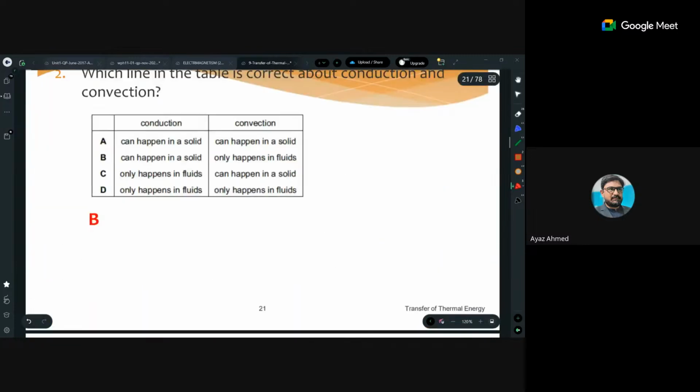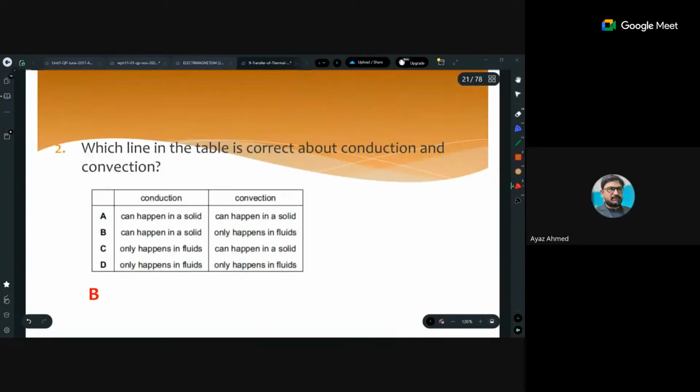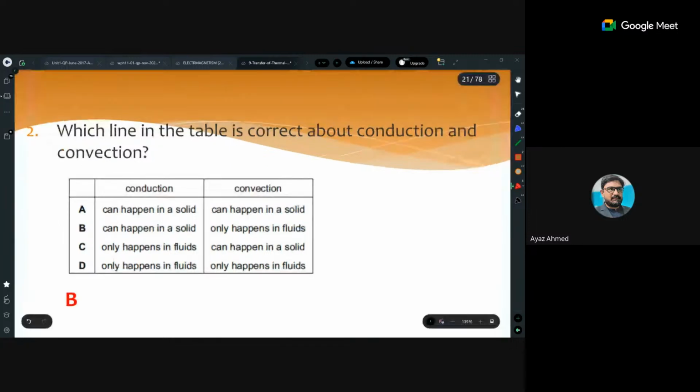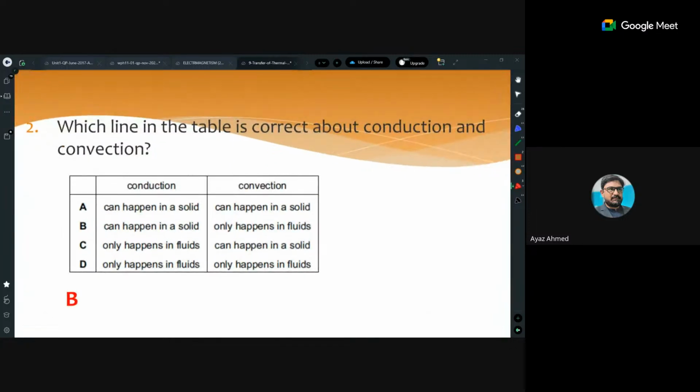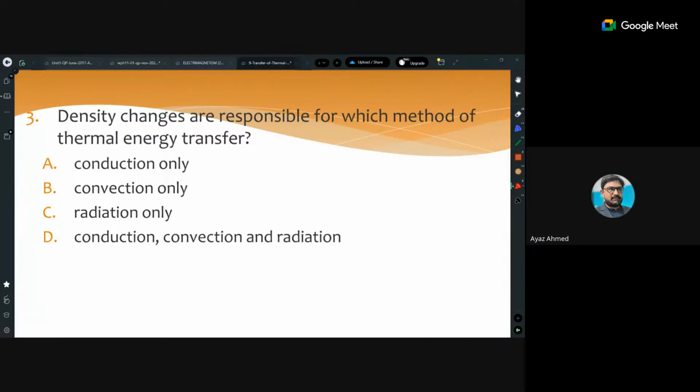Okay? So there are so many options. For example, which line in the table is correct about conduction and convection? Conduction takes place in solids and convection takes place in fluids. That's why option B was correct. And the density changes are responsible for which method of thermal energy transfer? As I told you, the molecules would get apart from each other, so the density will decrease. So density change takes place only in convection. Got it?